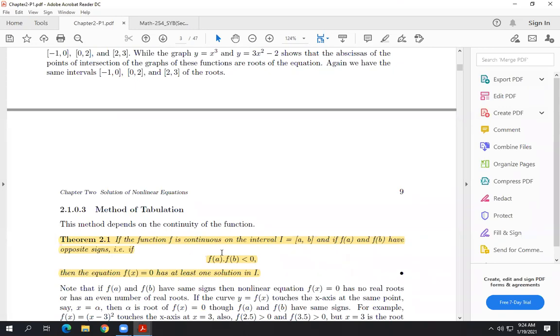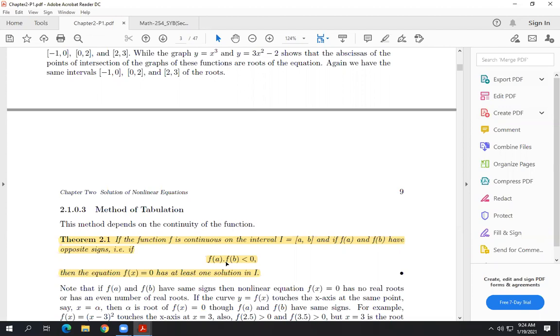That means you have to check the value of f at a and f at b, and then f of a and f of b must have opposite signs. Opposite sign means if one is negative, the other must be positive. This condition must be true because positive times negative gives less than 0. If f of a is positive, then f of b must be negative.